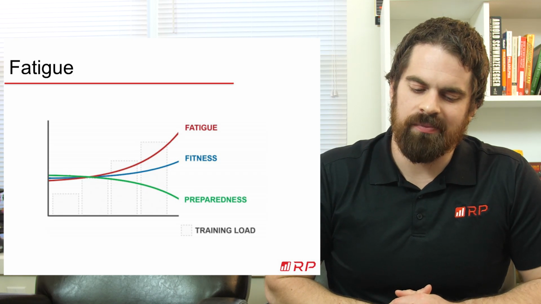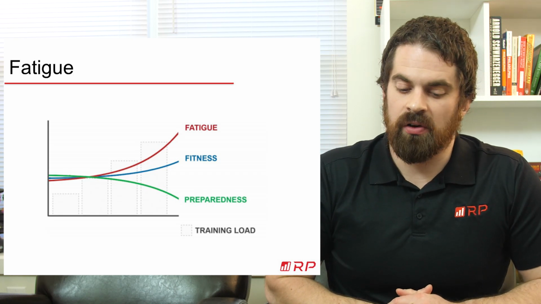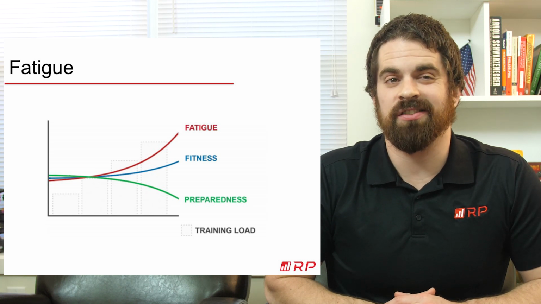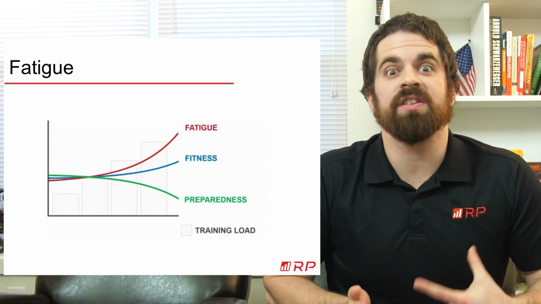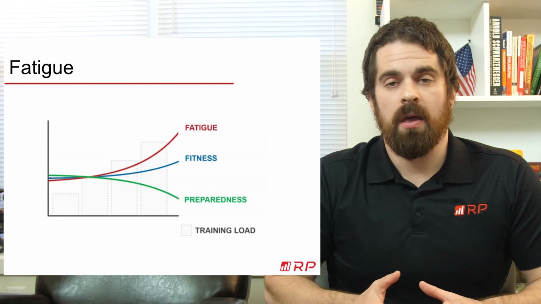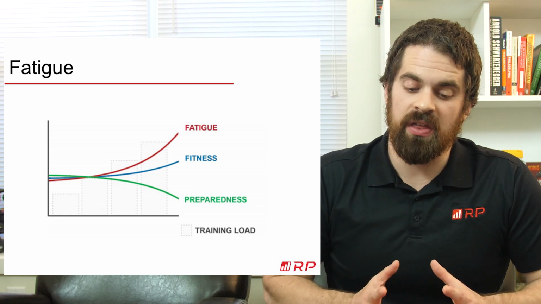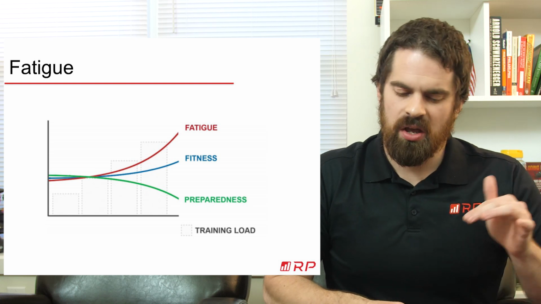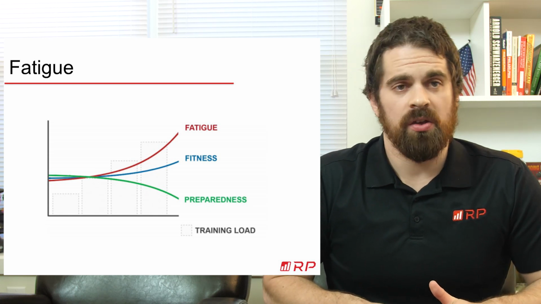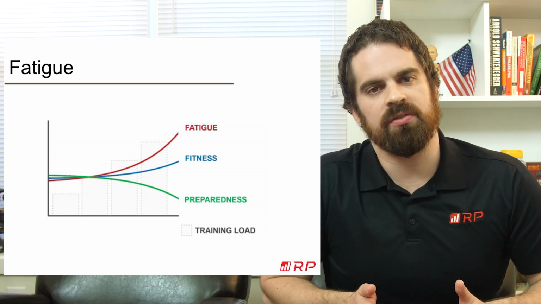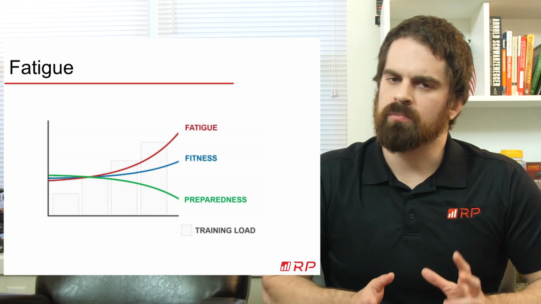Well, you see that red line is fatigue. And unfortunately for us, fatigue tends to rise very, very quickly and outpaces fitness very, very easily. Fitness comes slow, fatigue comes fast, right? What's the green line? Well, the green line is preparedness, the net sum of those two things. And what do we notice? Because fatigue tends to outpace fitness, preparedness tends to go down. So what that means is your ability to express the fitness that you have tends to go down as fatigue is on the rise. Why is that important?